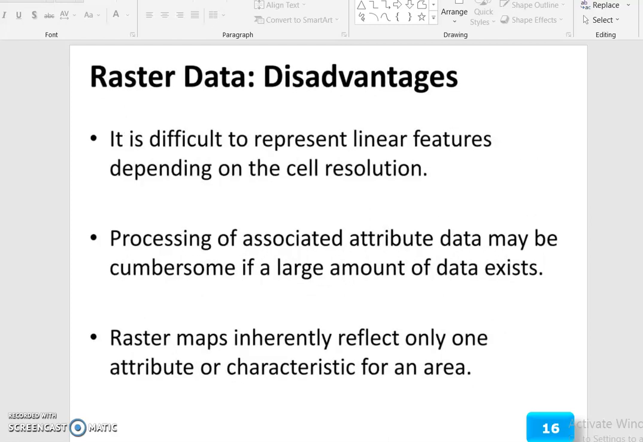The disadvantages: it is difficult to represent linear features, depending on the cell resolution. Processing of associated attribute data may be cumbersome if a large amount of data exists. Raster maps inherently reflect only one attribute or characteristic for an area.